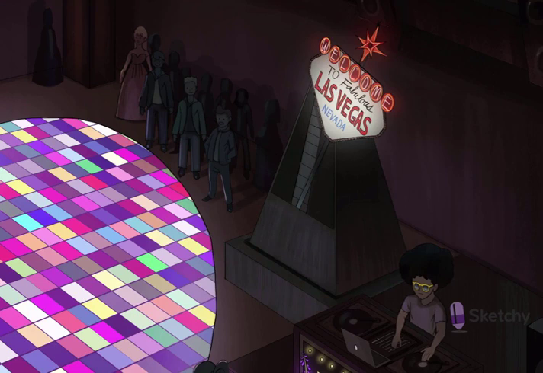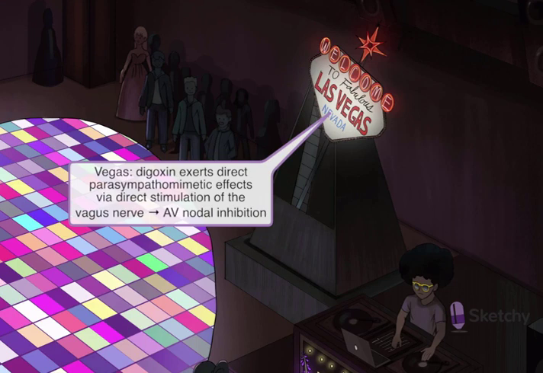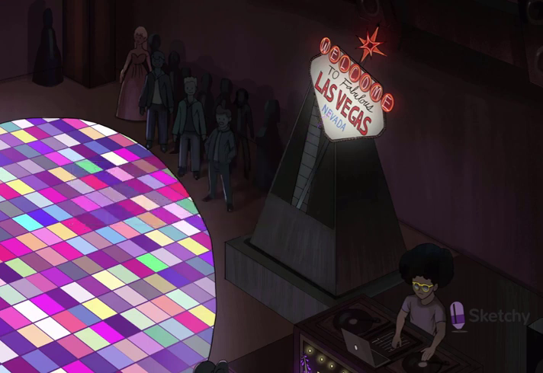Well, because it's not 1935, but also because this is Vegas, baby. Recall that digoxin exerts parasympathomimetic effects via direct stimulation of the vagus nerve, as highlighted by our fabulous Vegas welcome sign. And because cholinergic innervation is much richer in the atria, these actions affect the atria and AV node conduction most. Does this sound like any of the other antiarrhythmics we've already encountered?